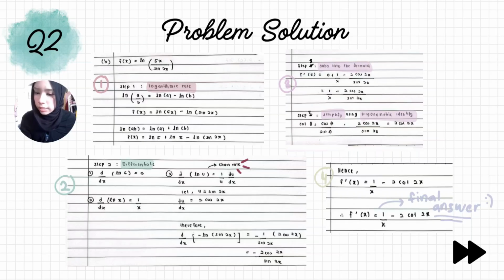The derivative of ln x is 1 over x. For ln sine 2x, I use the chain rule. Let u equals sine 2x. Using the formula, the derivative of ln u is 1 over u times du over dx.